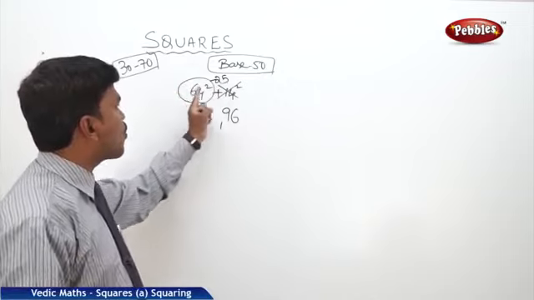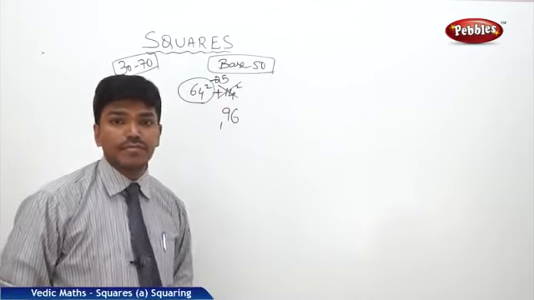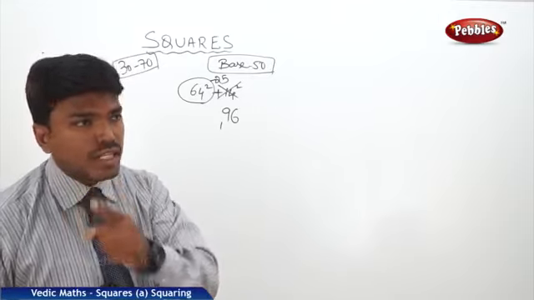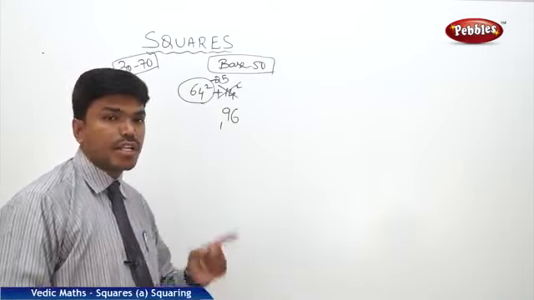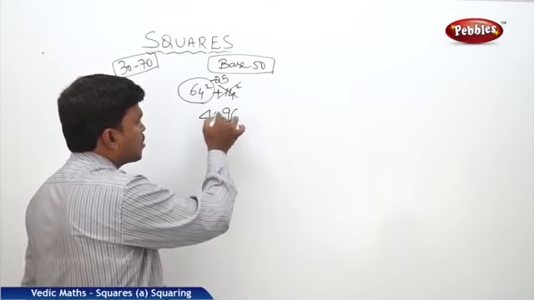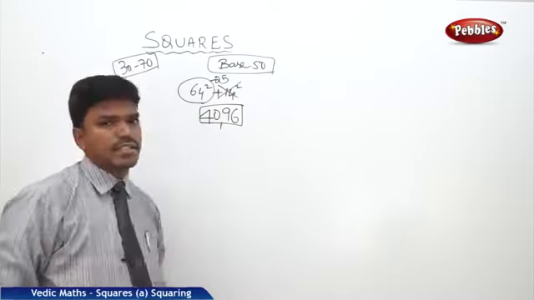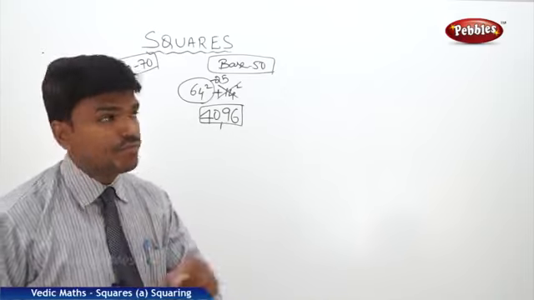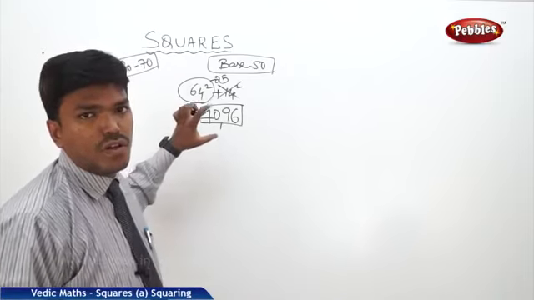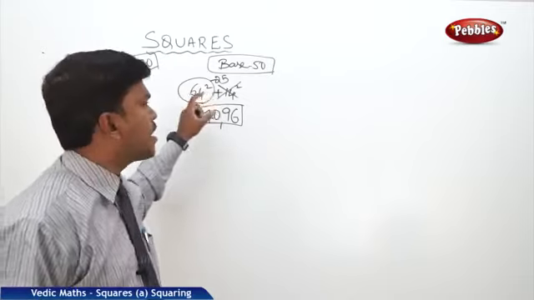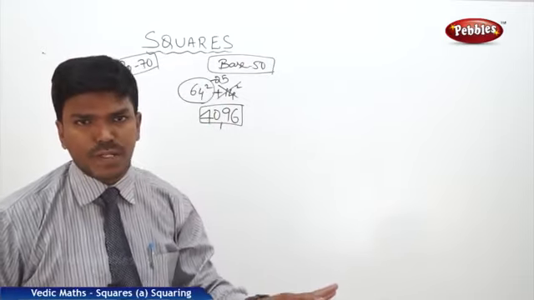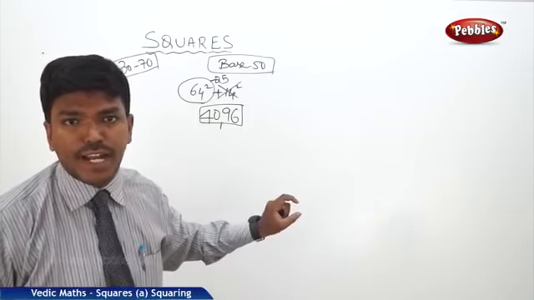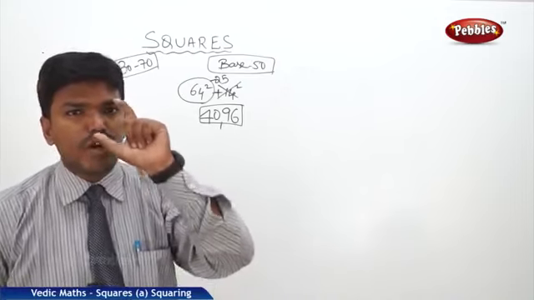Subtract 25. 64 minus 25 is 39. 39 plus 1, the carry, is 40. So our answer is 4096. But one important thing to keep in mind: the left side part of the answer, whether the number is more than the base or less than the base, doesn't matter to us. What is important is that the left side part of the answer we get by subtracting 25 from the main number.